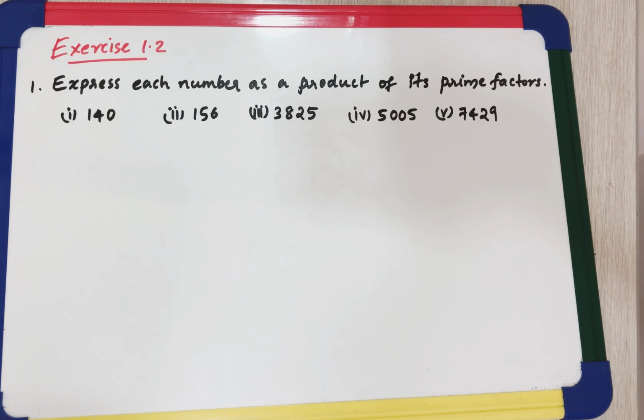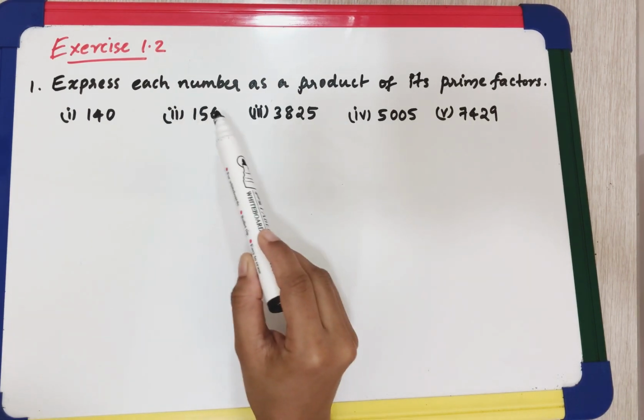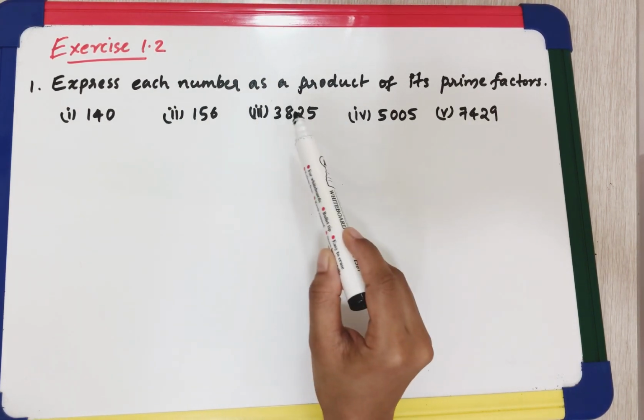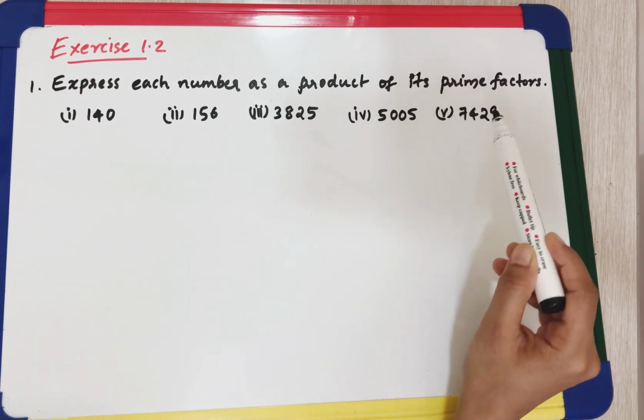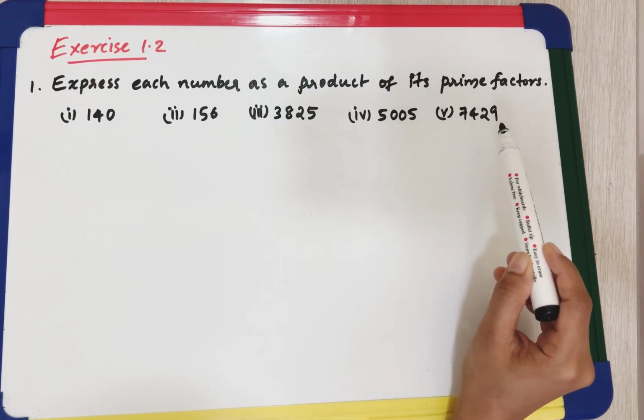Exercise 1.2. First question, express each number as a product of its prime factors. 140, second one 156, third one 3825, fourth one 5005, and fifth one 7429.